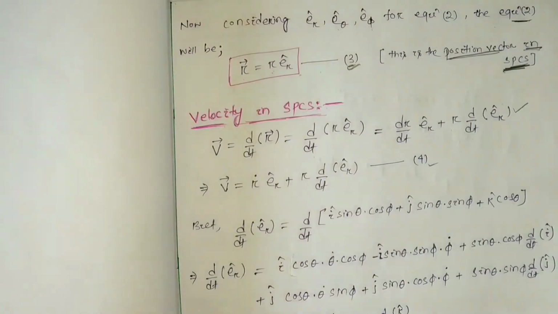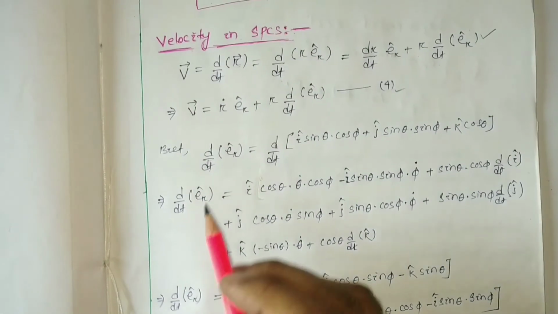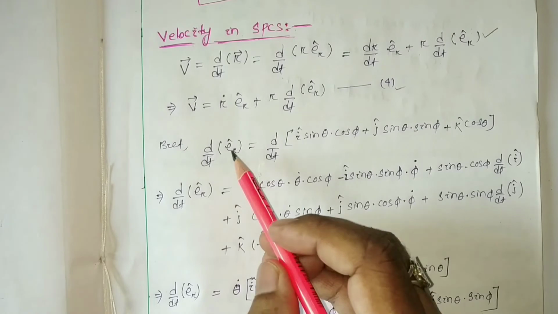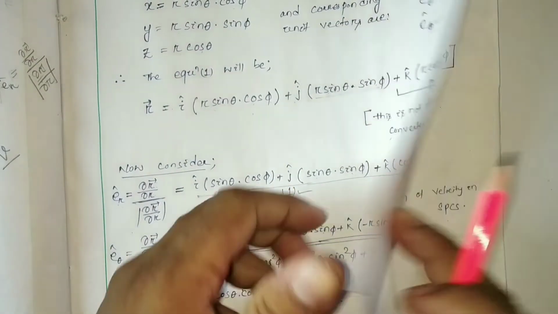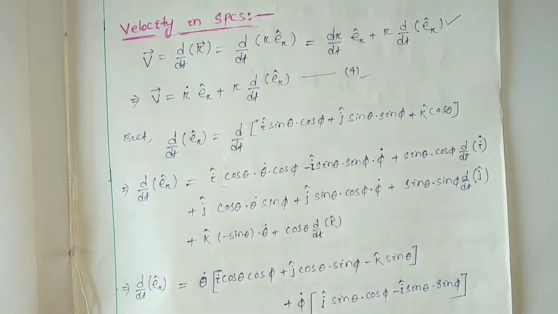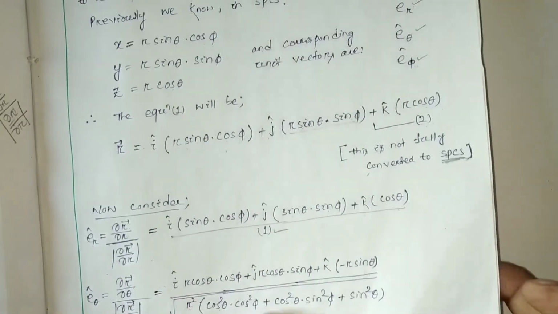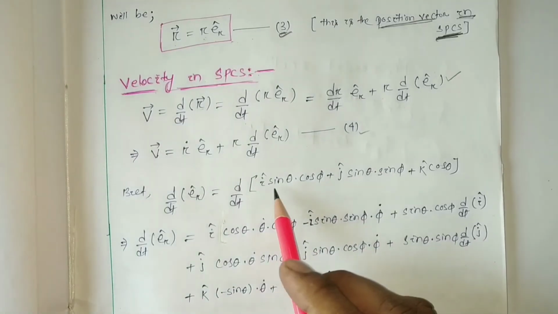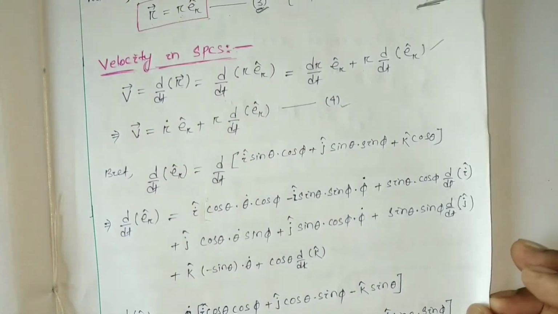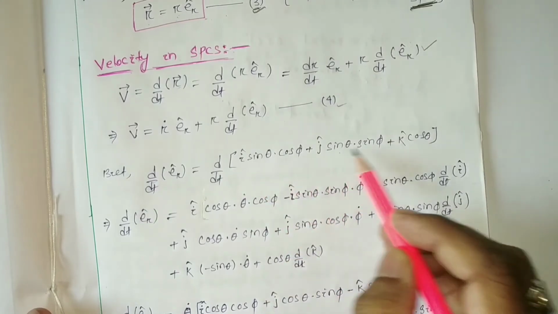So we have to find out how much d by dt of e_r cap will be. That means we have to simplify the value of d by dt of e_r cap, because e_r cap is a function of both theta and phi. So for that we have to calculate d by dt of e_r cap, we consider this and substitute it over this one. Now we are going to consider d by dt of each term.